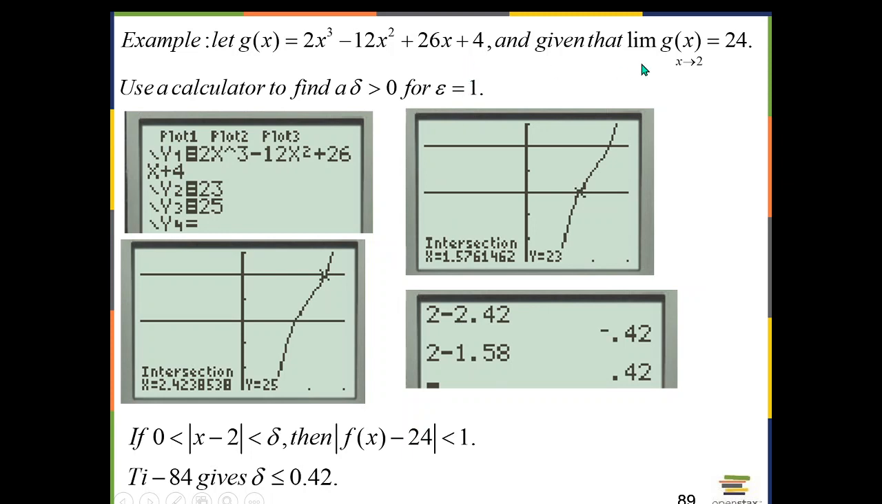Here the limit is 24. So what you have to put here is 24 plus 1 and 24 minus 1. And then that's what the graph gives you. You find the intersection, find the x values, find the difference, and you get it. So I'm going to skip this one, let you do it.